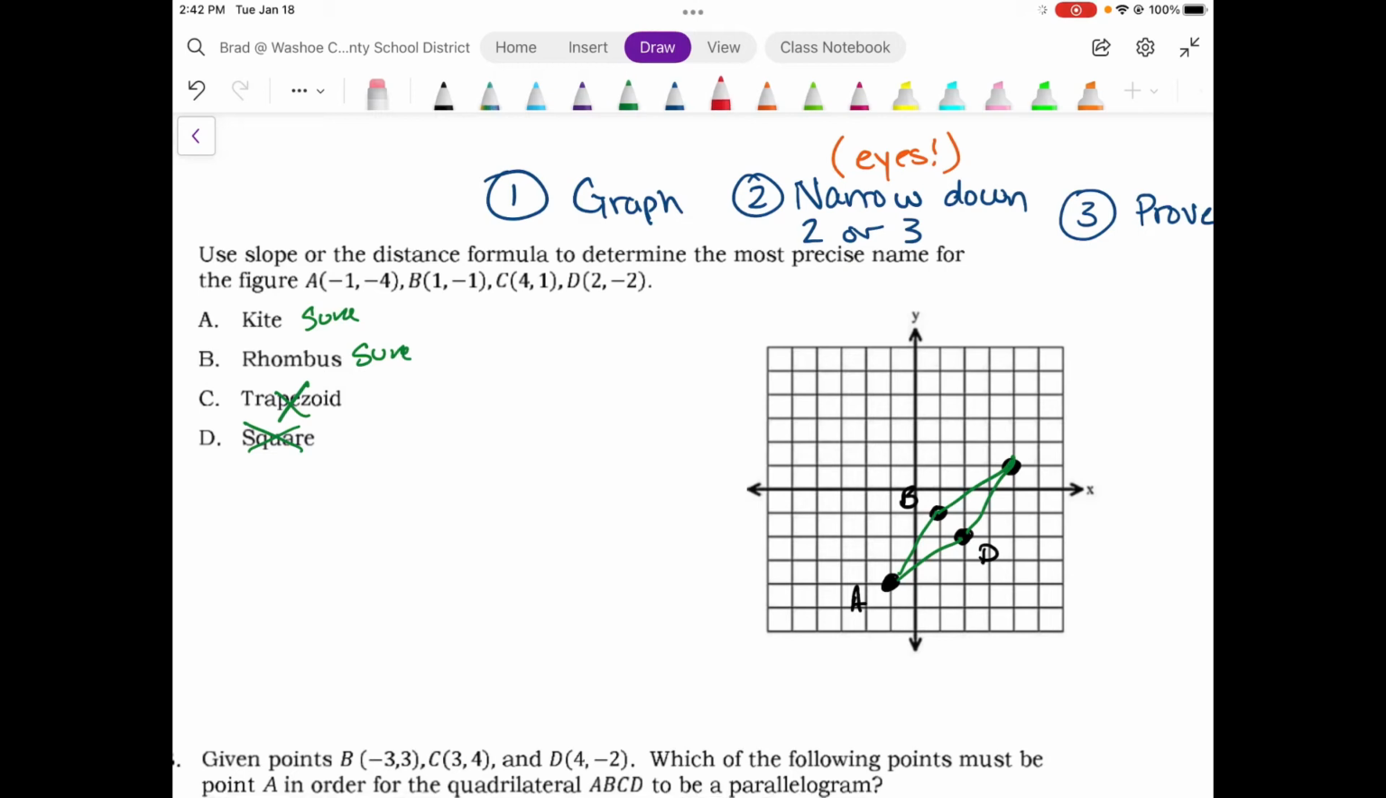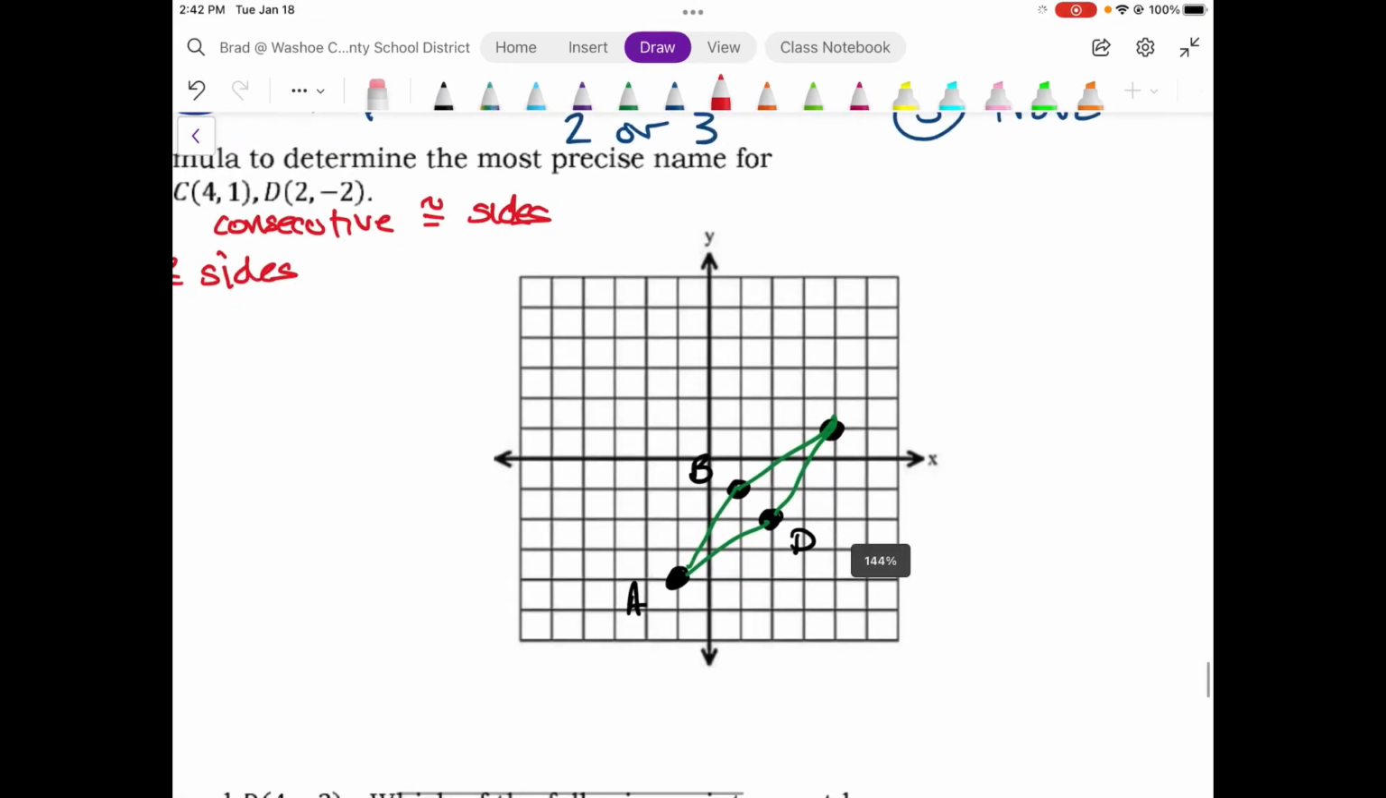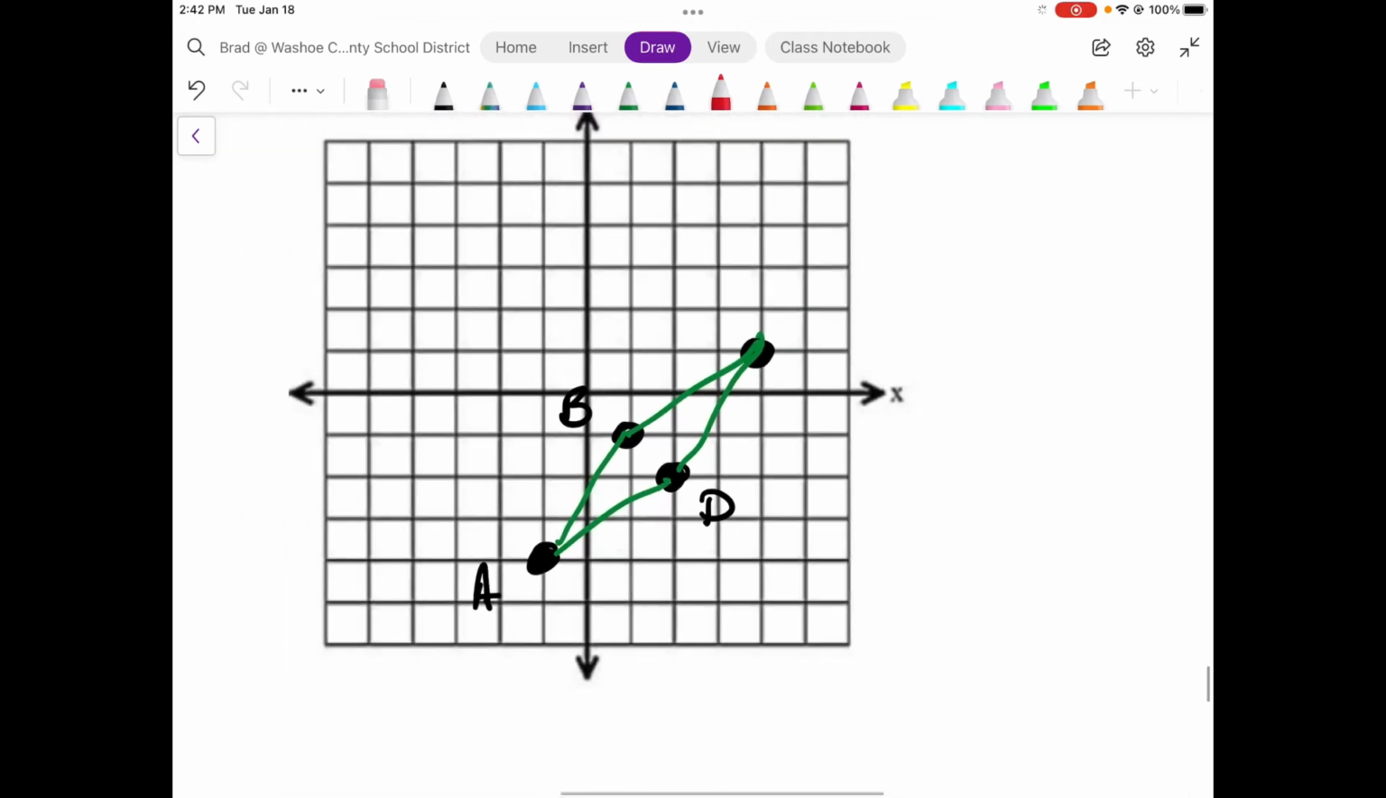Well, the sides. So this is going to have 2 pairs of consecutive congruent sides, and this is going to have 4 congruent sides. So what I'm going to try to do is prove that there's 4 congruent sides. Now, to do this, I'm going to make some right triangles, because I said those right triangles are our friends. So right here, to find that side length right there, I'm going to make this right triangle.